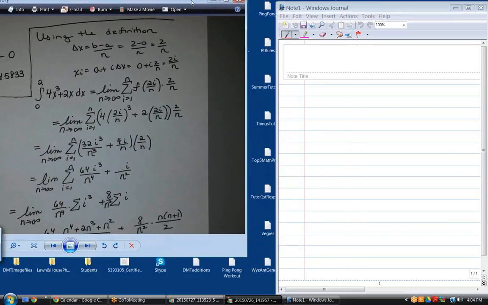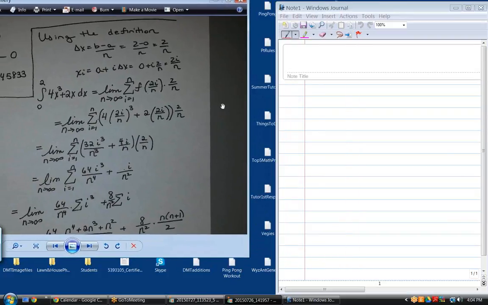In fact, the problem said using all three definitions. In other words, they wanted him to do it using rectangular approximation method. They wanted him to do it using the integral sign. And they wanted him to do it using the sigma definition.